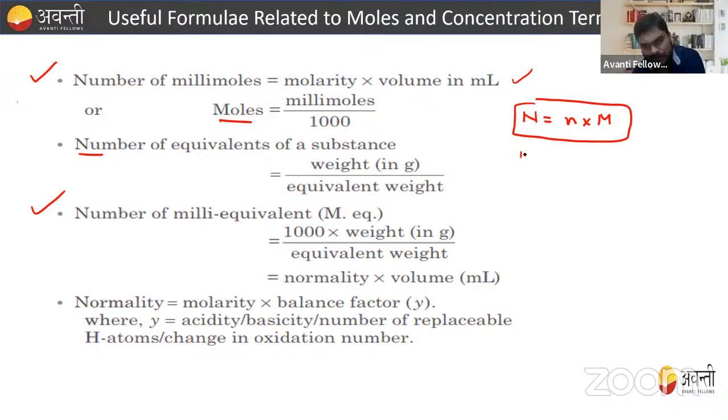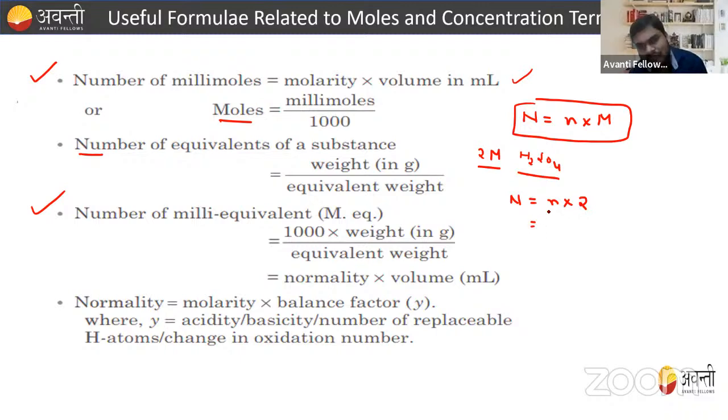For example, take H2SO4 at 2 molar. So we have a 2 molar solution of H2SO4. Then how will you calculate normality? We know that normality is nothing but n factor into molarity. So molarity here is 2.